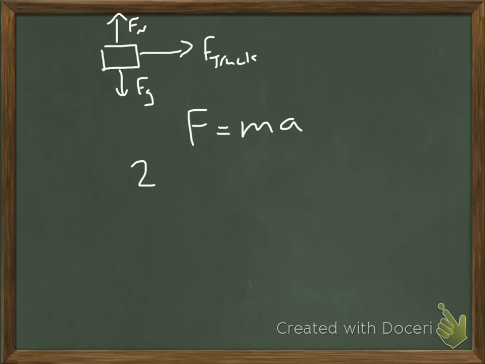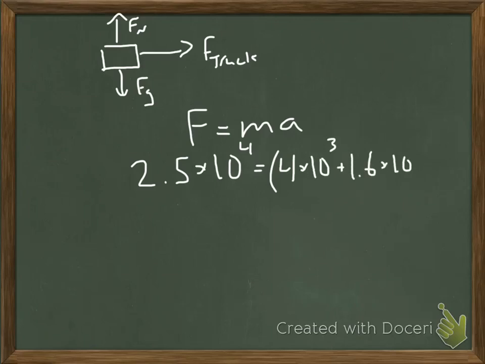So after we've drawn our free body diagram, the next step is to write out our equation, Newton's second law, F equals ma. We only have one force. That is the force of the truck. That's given, 2.5 times 10 to the 4th newtons, equals the mass. Now this is the entire system, so I'm taking the mass of the car plus the mass of the truck together, times acceleration. So this is the expanded form of F equals ma.